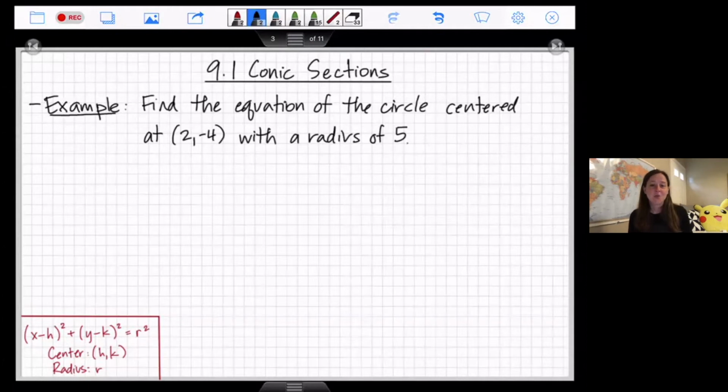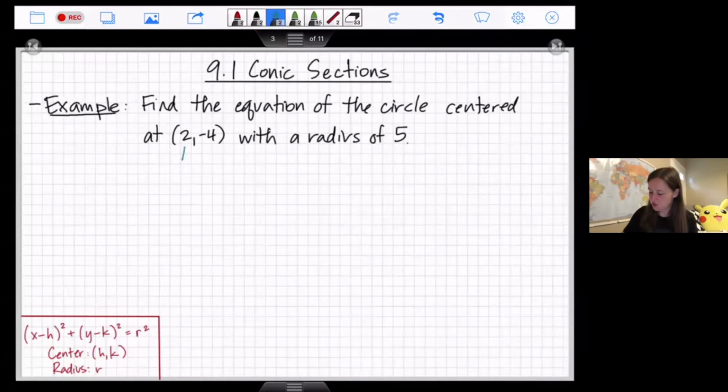All right, so in the last video, we derived the equation in the red box down in the left corner: (x minus h) squared plus (y minus k) squared equals r squared, where h and k are the center and the radius is r. So this one's a super plug and chug easy example. Find the equation of the circle centered at (2, negative 4) with a radius of 5. So you're literally just going to plug these numbers into the formula.